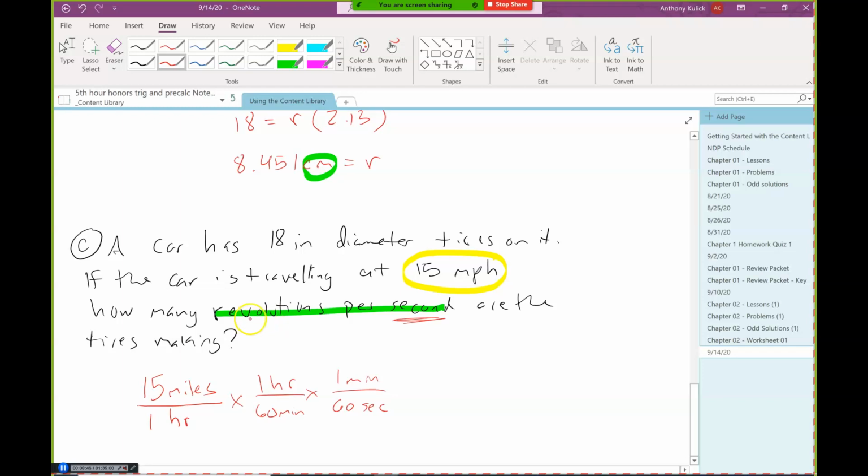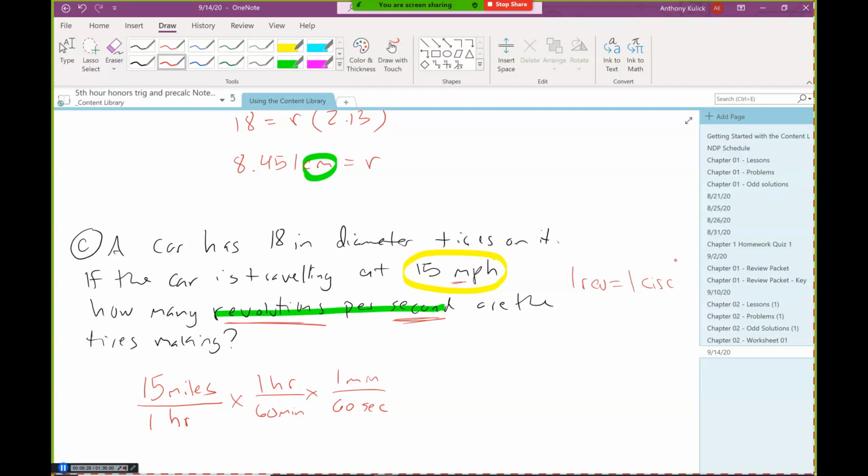Next thing I want to do is convert miles into revolutions of a tire. So how far does 1 revolution of the tire take us? So 1 revolution is just going to be 1 circumference, right? If I take my tire and I turn it, the distance I've traveled is the entire circumference of the circle, right? Because every point on that circle touched the ground as it made 1 revolution. Does that make sense?